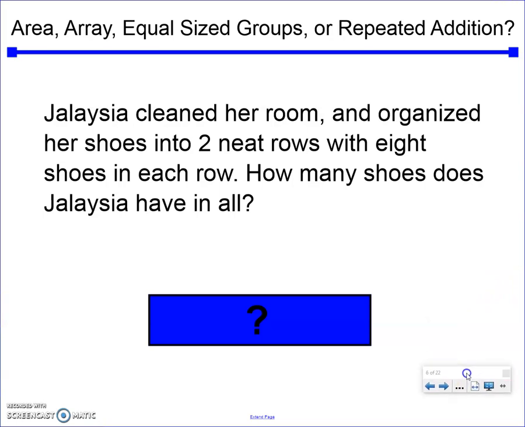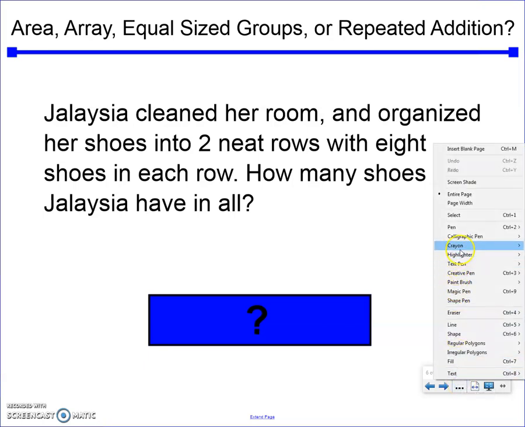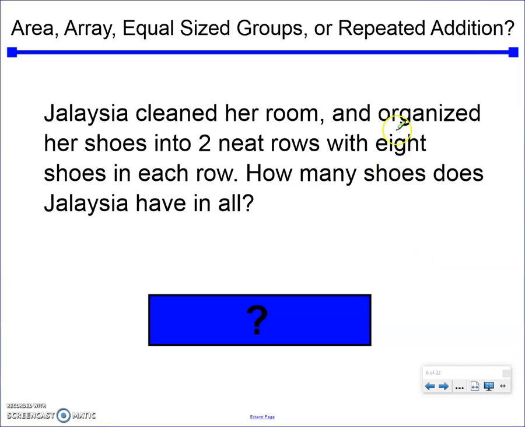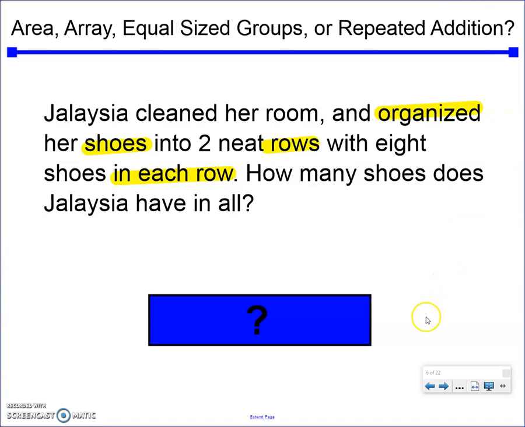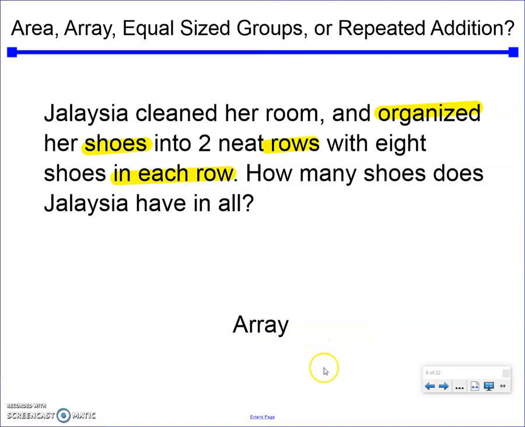Ready? Here we go. Jalasia cleaned her room and organized her shoes into 2 neat rows with 8 shoes in each row. How many shoes does Jalasia have in all? Right away I noticed some key words that are helping me know the problem type. I see that she organized her shoes, and shoes are a physical item, into rows with 8 shoes in each row. Well, if we're organizing physical items like shoes into rows or columns, what kind of problem is this? Absolutely. This is clearly an array story problem.